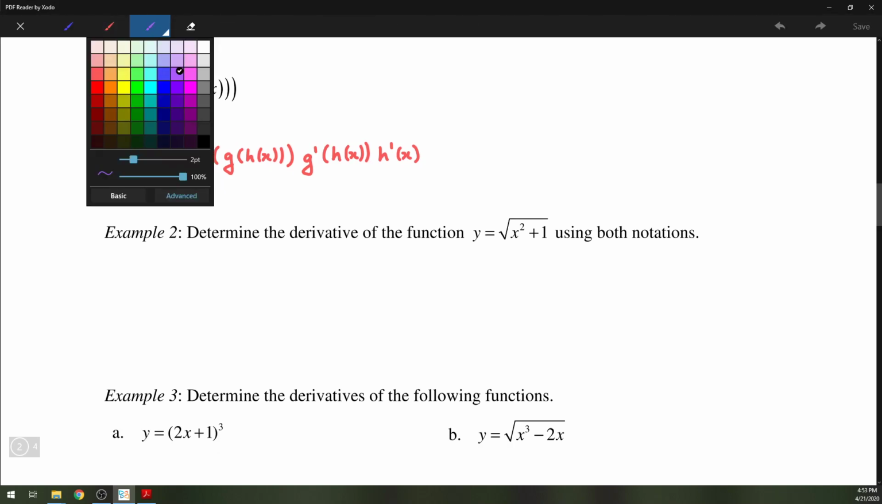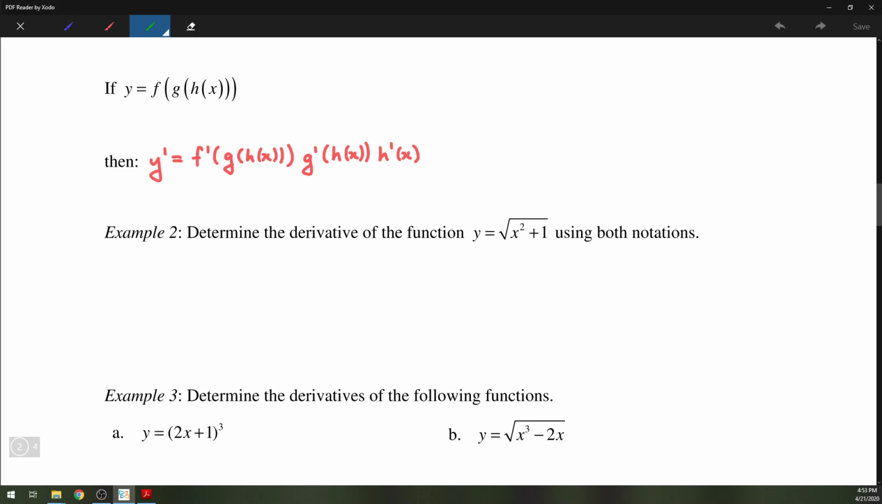All right, so example 2, we're going to apply the chain rule to some different functions. Some of them would have been on the first page. So let's see, in this case, we have y equals the square root of x squared plus 1.